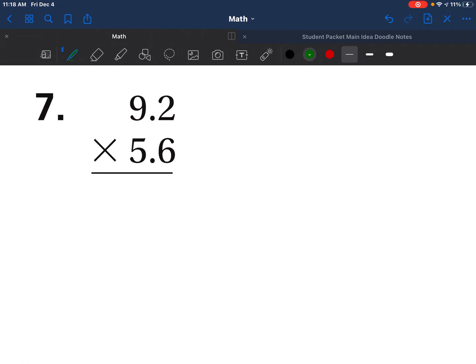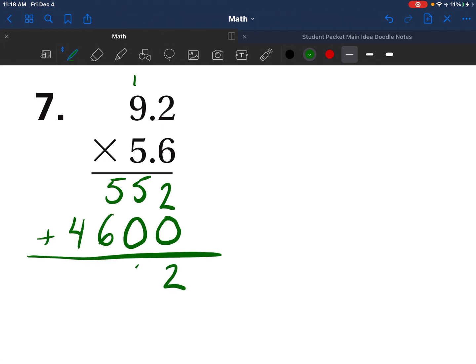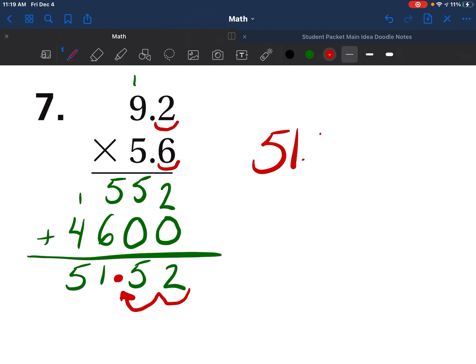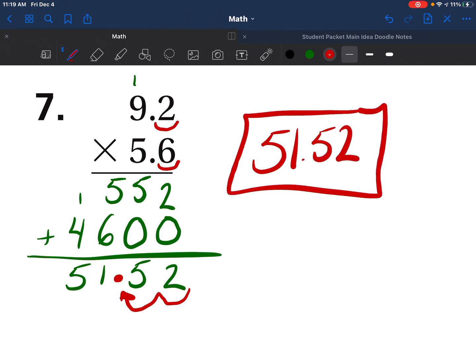Number 7, 6 times 2 is 12. 6 times 9 is 54, plus 1 is 55. Put my placeholder. 5 times 2 is 10. 5 times 9 is 45, plus 1 is 46. And when we add these up, I have my product, but now I need to find my decimal. So I have 1 place, 2 places. So I go 1, 2, and place it in. So my answer is 51 and 52/100 for number 7.